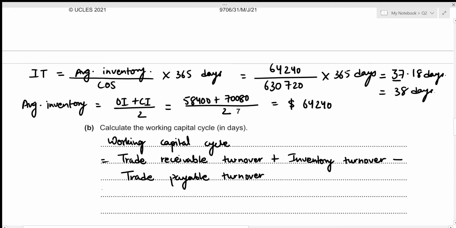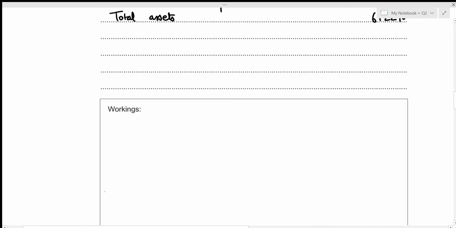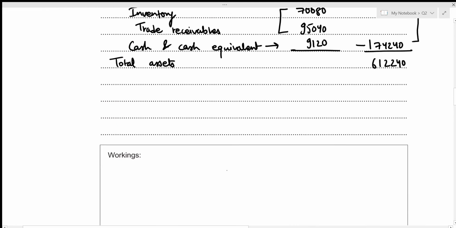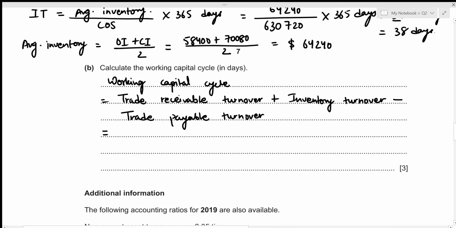Alright, now we can just substitute the values for trade receivables turnover, inventory turnover, and trade payable turnover. Let's have a look above. You can see that our trade receivables turnover is 33 days and the trade payables turnover is 45 days. Let's substitute this. So receivables was 33, inventory turnover we recently figured out to be 38, and the trade payables turnover is 45 days. So this gives our working capital cycle to be 33 plus 38 minus 45, which results in 26 days. This concludes the second part of this question. Now we can move to the third one.